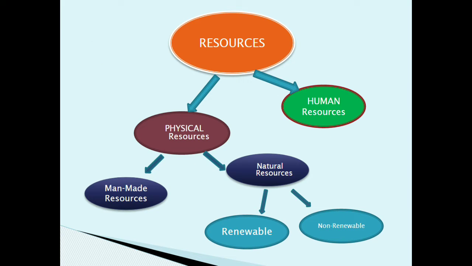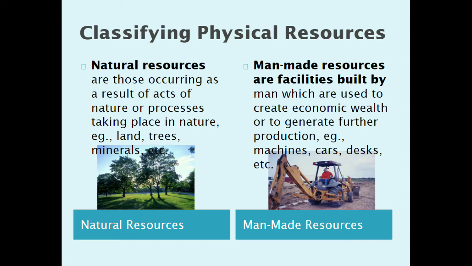There are two main types of resources: human resources and physical resources. Physical resources may further be divided into two groups: man-made resources and natural resources. Natural resources are of two types. They are either renewable or non-renewable. Natural resources are those occurring as a result of acts of nature or processes taking place in nature. For example, the land, trees, or minerals are all natural resources.